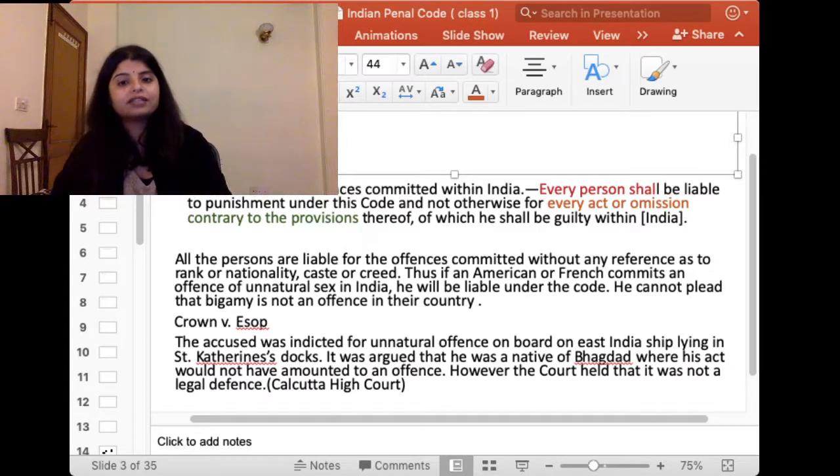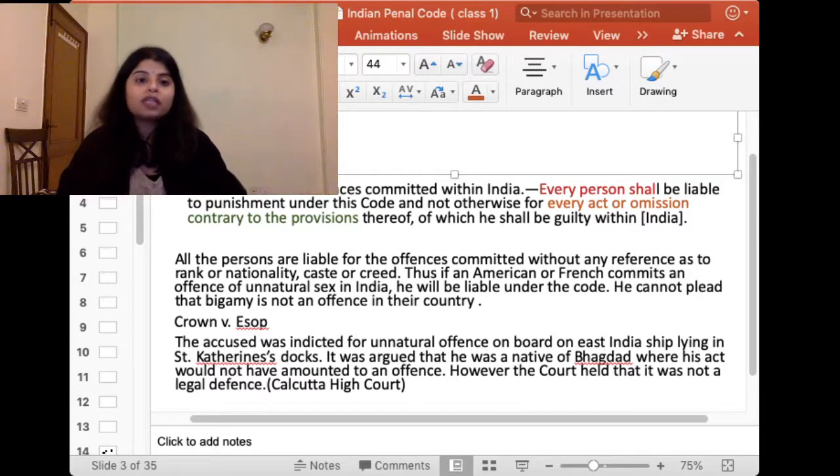Now there's a case here in front of your screen, a Calcutta High Court judgment, where a person from Baghdad comes to India and is indicted for an unnatural offense on board a ship. He says in Baghdad, unnatural sex is not per se defined as an offense, so why should I be made liable here? But such a defense was not accepted in the court of India, because when you are in another country, you should follow the law of that particular country.